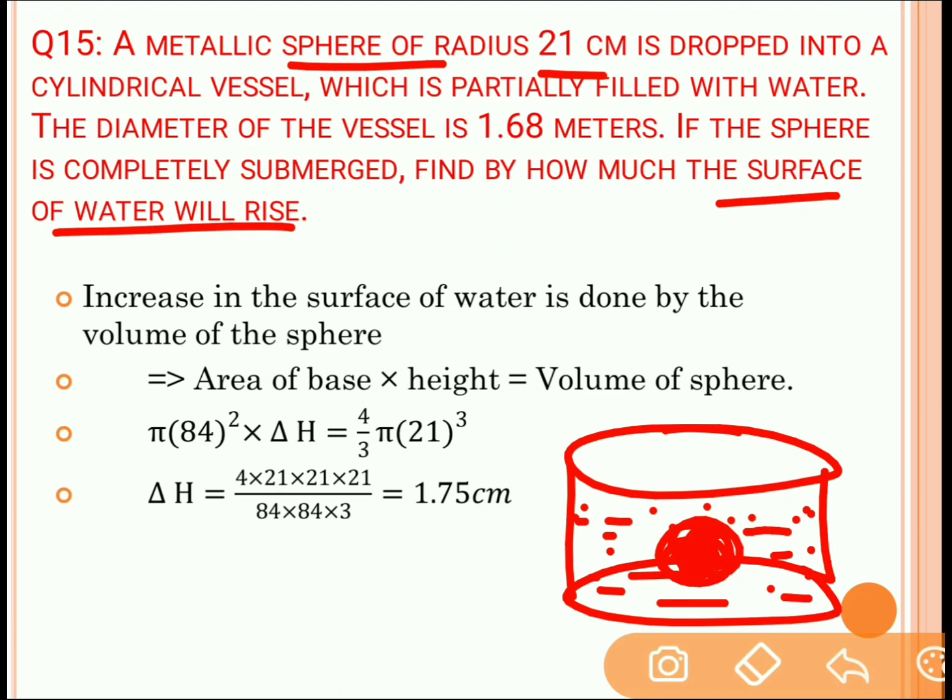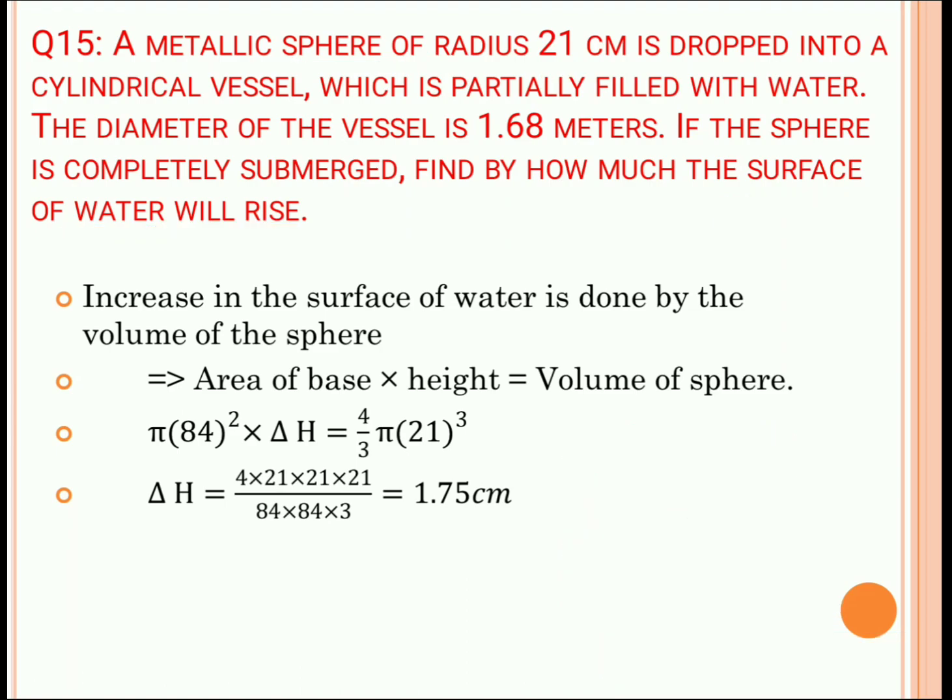So let's say that the volume of the sphere will be equivalent to the volume by which the water will rise inside this cylindrical vessel. So we need to equate the volume. Let's say that the height by which the water will increase is delta H, and the volume of water which is raised due to the sphere is pi r square H.